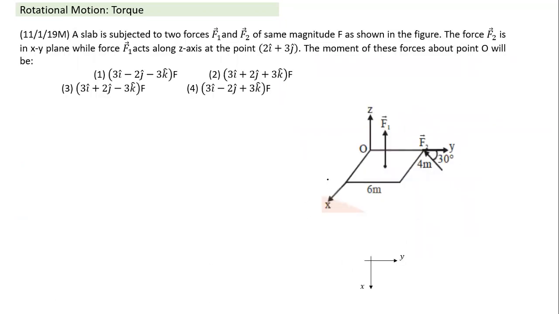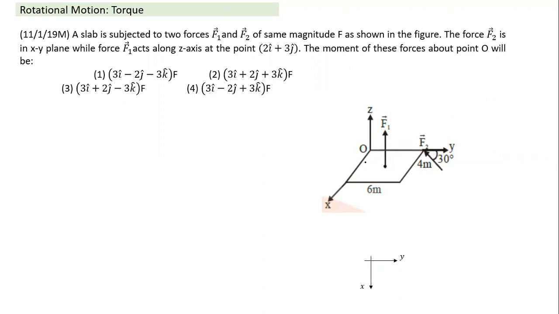Okay, let's look at this question, the recent Mains question here. How do you solve it? This is a three-dimensional case. A slab is subjected to two forces, F1 and F2, and both are of the same magnitude. Force F2 is lying in the XY plane, so this angle is 30 degrees, and this load is lying in the XY plane. And F1 is acting along the Z axis at this point. So the point of application is given, its direction is given, and the direction of F2 also is given. We need to find the moment of these forces about point O. So this is what we need to find.